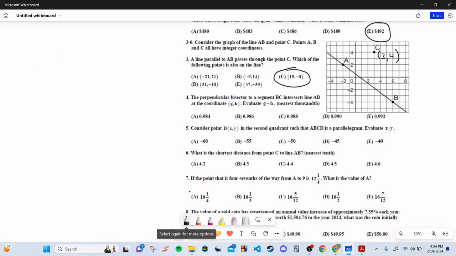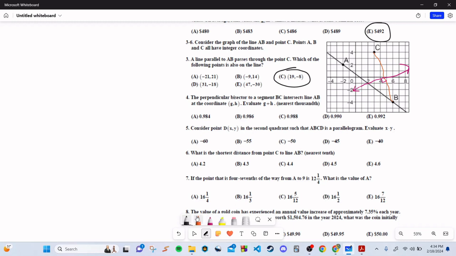Okay, so next question. The perpendicular bisector to segment BC intersects AB at coordinate G, H. Evaluate what G plus H is. Okay, so perpendicular bisector. So the way that's going to be constructed, perpendicular bisector of this segment here. It's going to look like that.